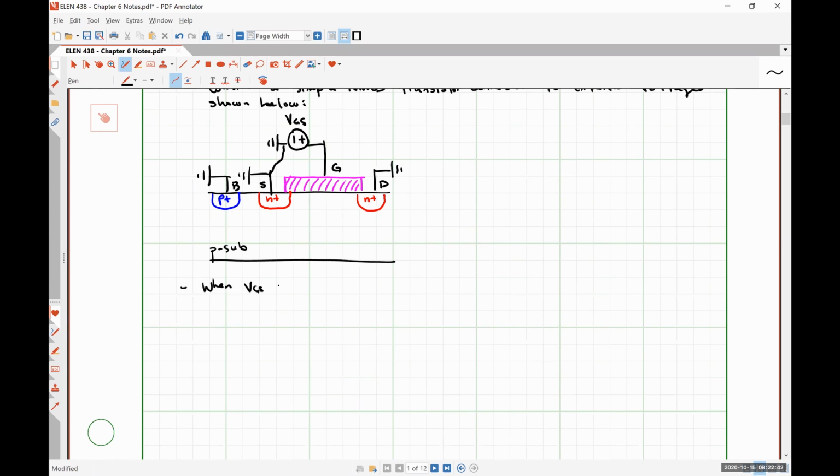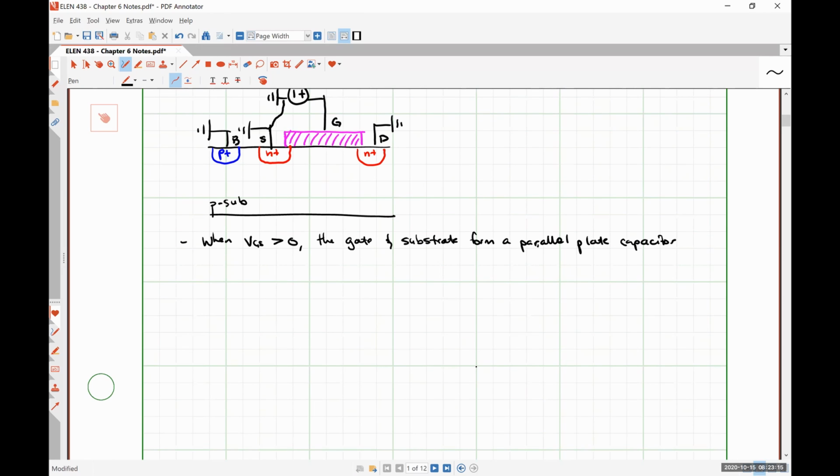Alrighty, so when VGS is greater than 0, the gate and substrate form a parallel plate capacitor. And what I mean by that, we'll talk about with a picture.